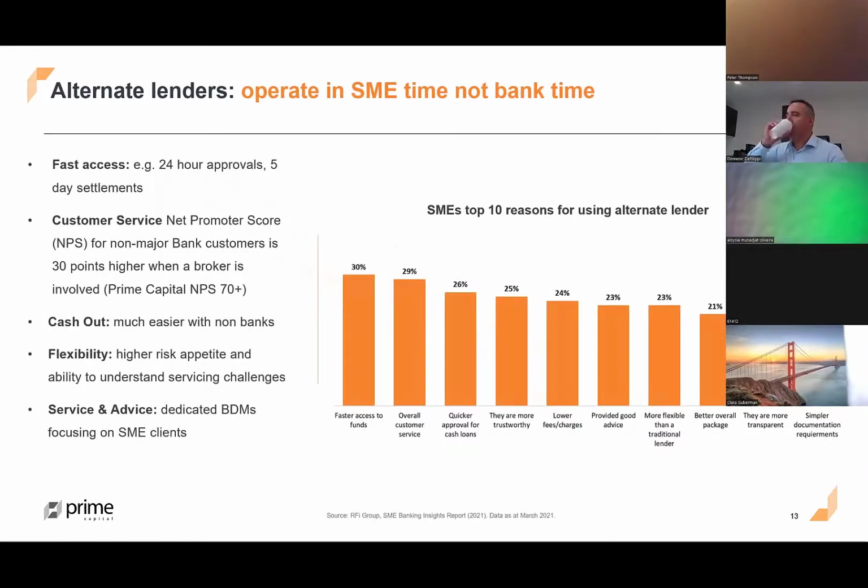The opportunity of using alternative lenders in the SME space: we are faster. There's a lot less paperwork required. For example, in Prime Capital, we don't have a direct channel, so all of our referrals are coming from the brokers, and we know that overall customers are much more satisfied when they use the services of a broker, as opposed to going directly to the bank. So we have a quite high NPS score of plus 70 on that.